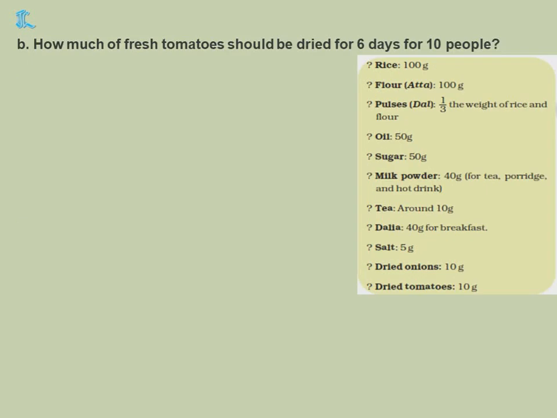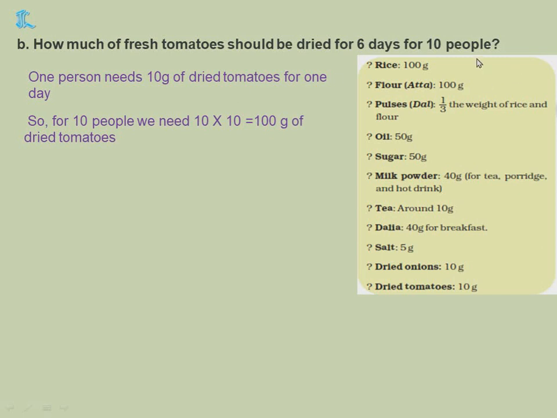How much fresh tomato should be dried for 6 days for 10 people? Now what is given? One person needs how much dried tomatoes for 1 day, children? 10 grams. One person needs 10 grams. Now first calculate for 10 people. So 10 people will need 10 into 10, that is 100 grams. That is per day. For 6 days means 6 into 100, that equals 600 grams.